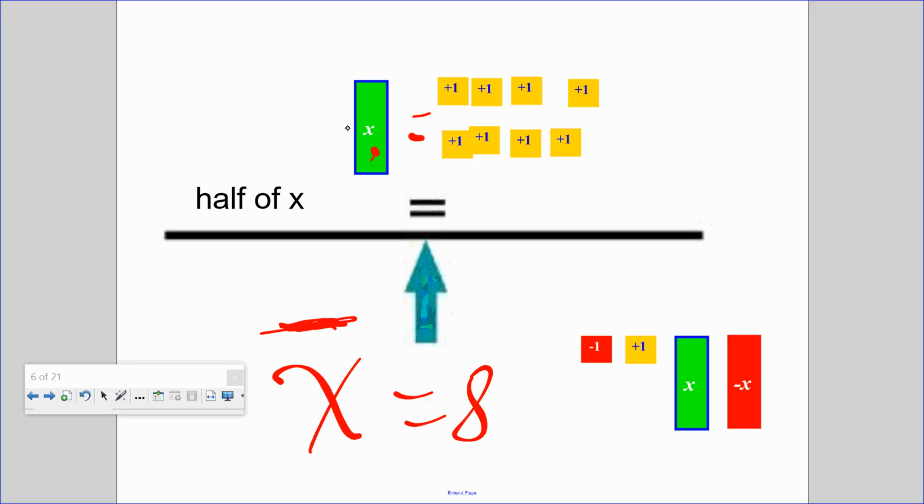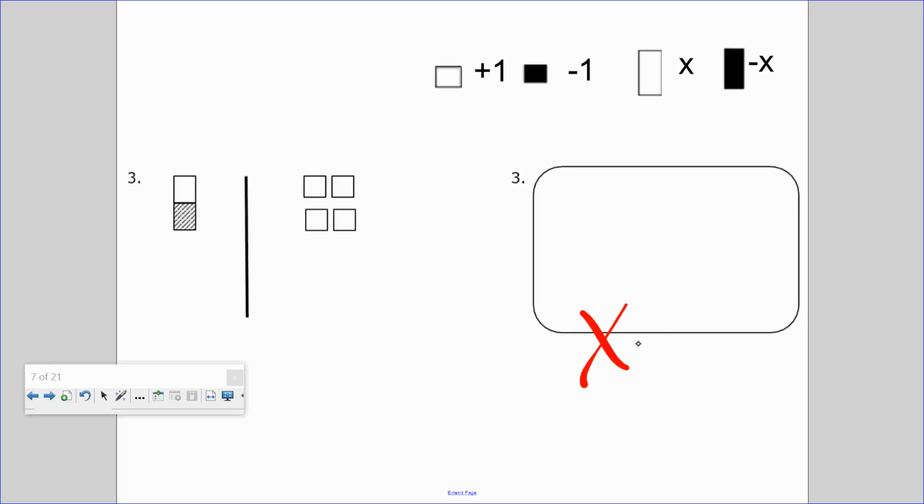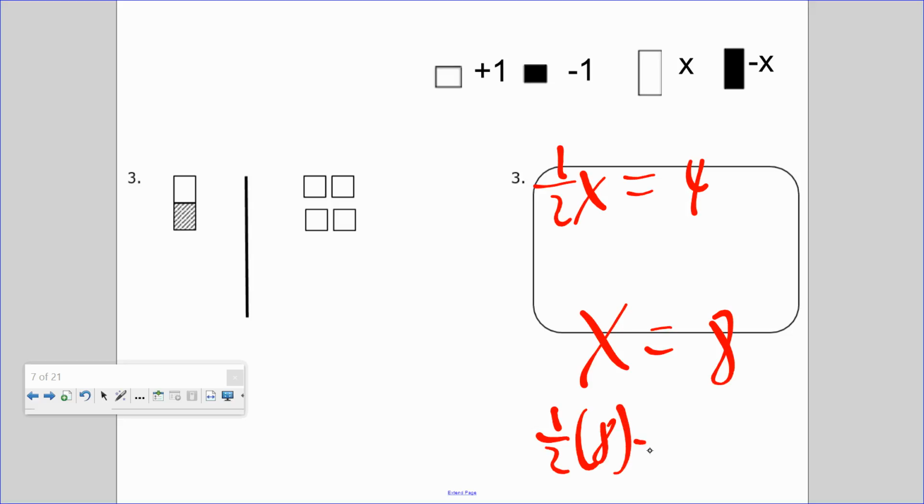So half of an x is 4. Another half of an x is 4. So the whole x is 8. So x equals 8. So let's look at this picture. 1/2 x equals 4. So each half is equal to positive 4. This half is equal to positive 4. So an x is equal to 8. Let's check our work. What's half of 8? 4. Check mark.